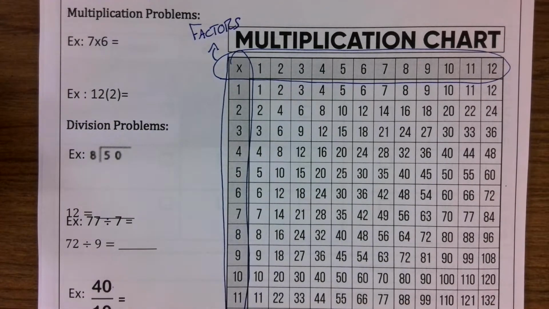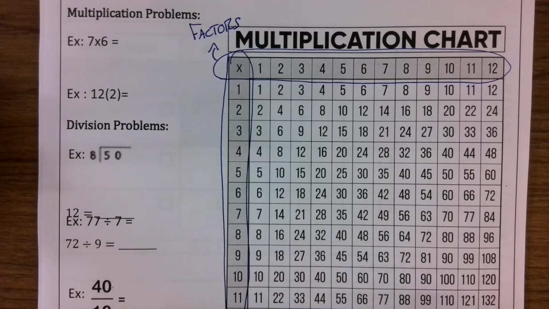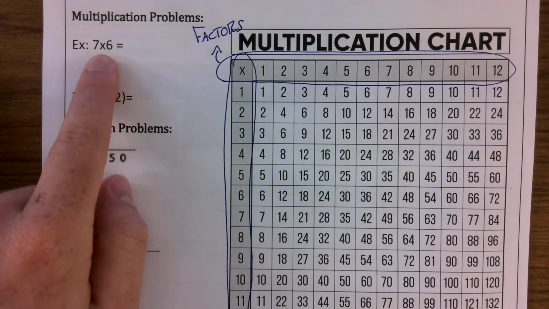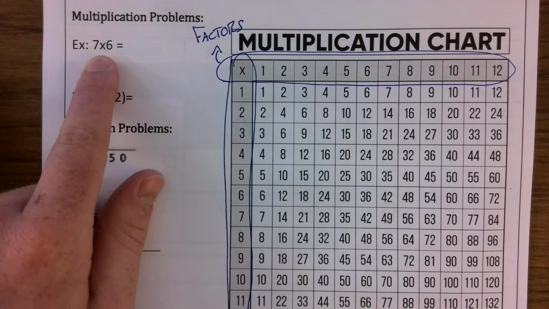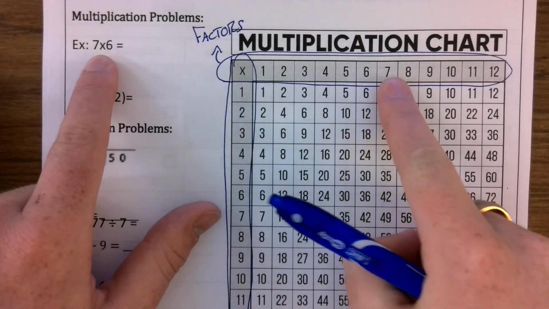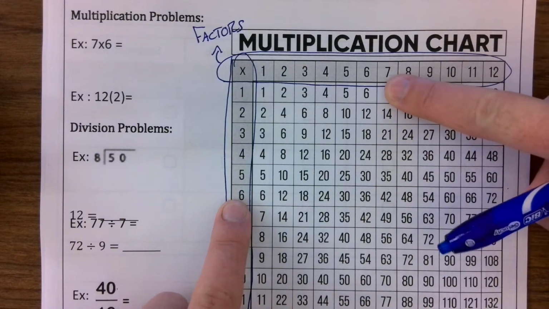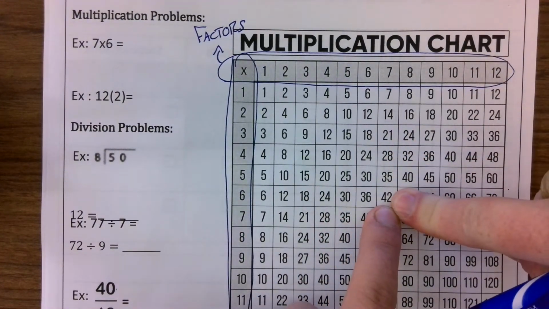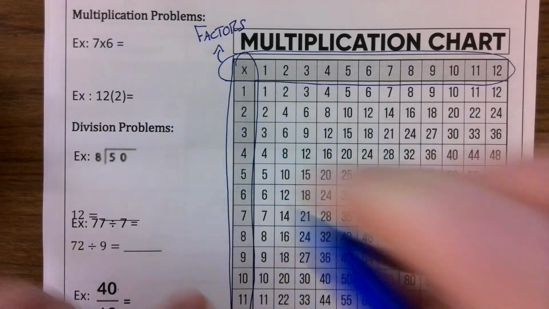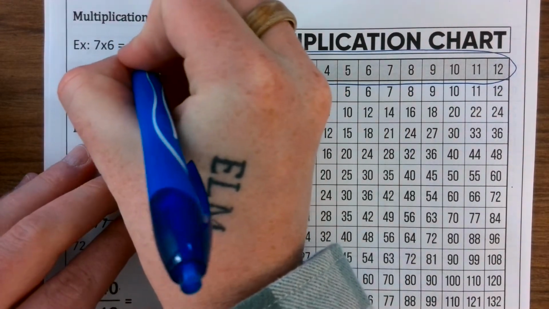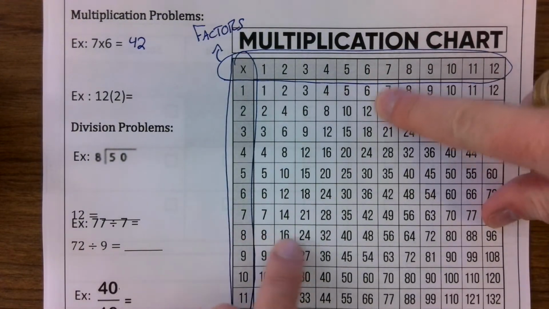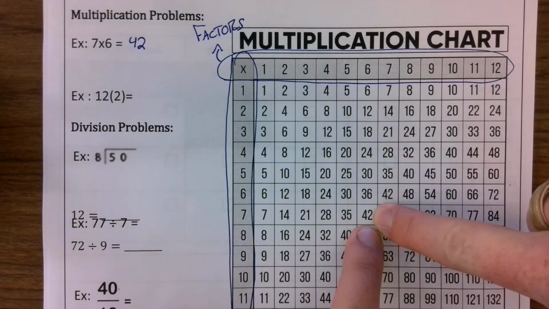So how do we use a multiplication chart to help us with multiplication and division problems? Let's find out. If I want to know what 7 times 6 is, funny enough, we just did that one. I'm going to go over here to 7, I'm going to go to 6, and I'm going to find out where they meet: 42. So 7 times 6, 42. And it doesn't matter which 7 and which 6 you use. If I use this 6 and this 7, and I go to where they meet, I get the same answer.